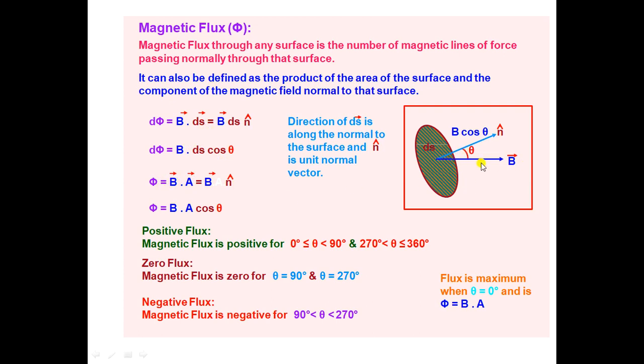Okay, so that is B dot A, where A is a vector quantity, the vector of that area. The direction of dS is along the normal of the surface, and that is equal to B dot n cap also. This n cap you should take as the area vector, so that phi is equal to B into A, or it is also equal to BA cos theta. So according to this, phi is equal to BA cos theta.